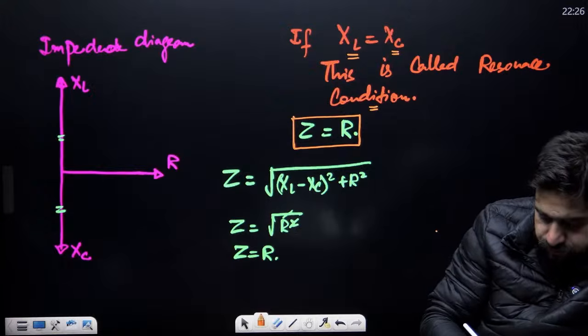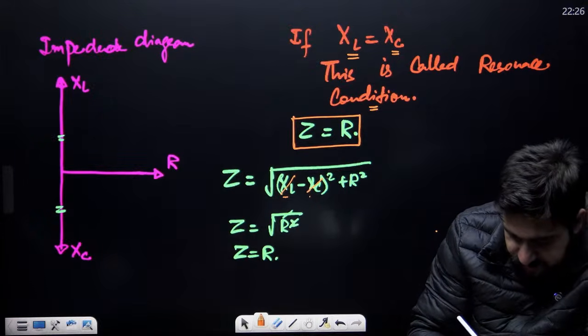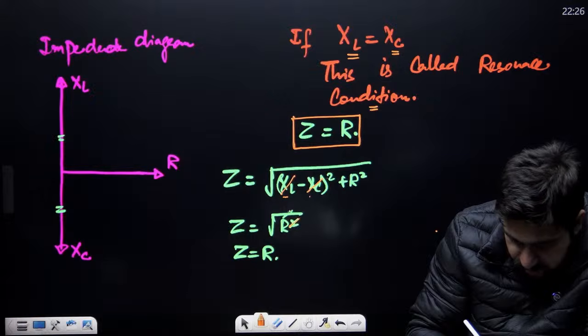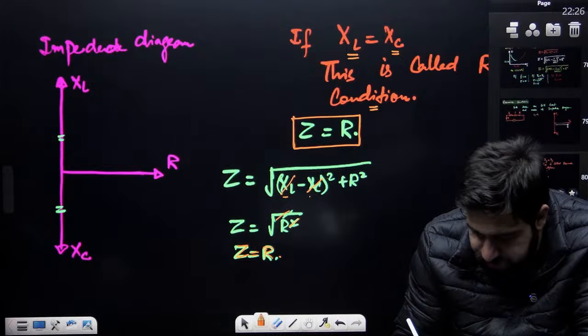You can see it also: the square root of (XL minus XC) whole square plus R square. XL minus XC becomes zero, so this cancels. So it will become the square root of R square. Square and root will cancel, so Z will come out to be equal to R.